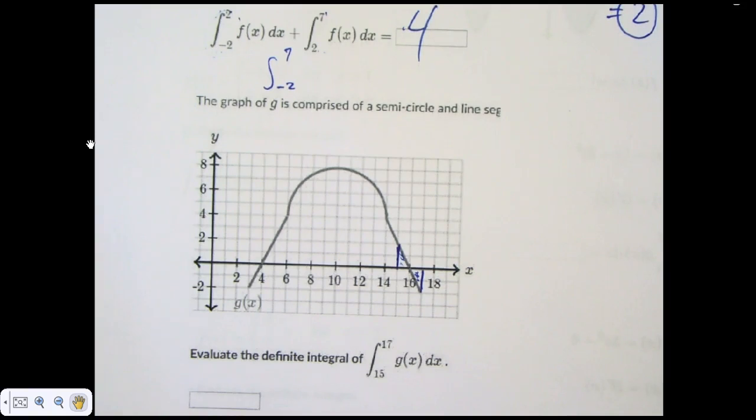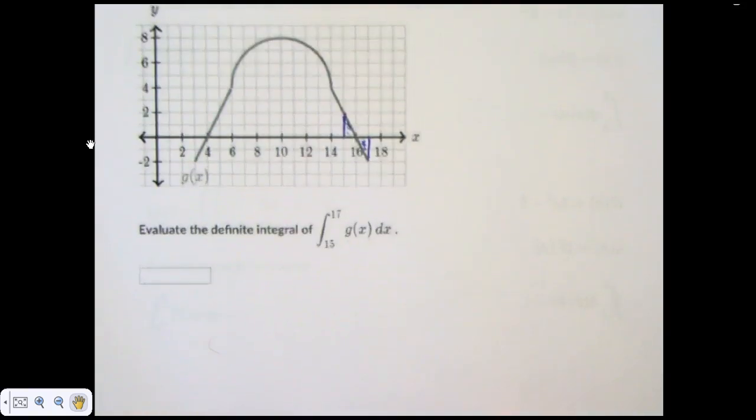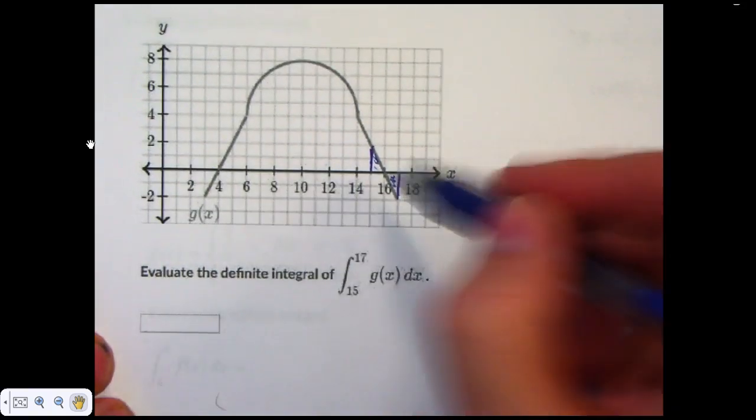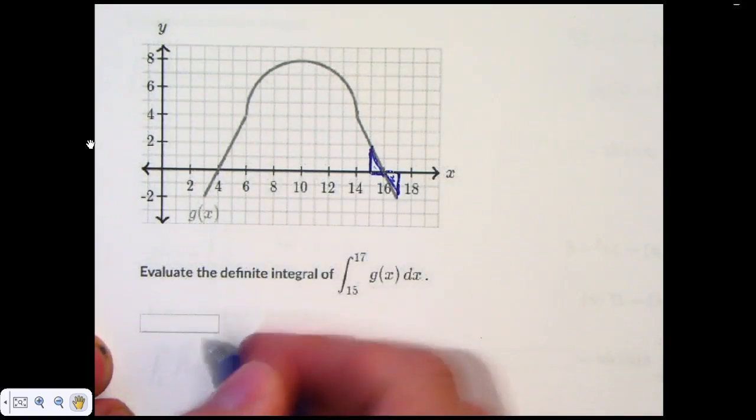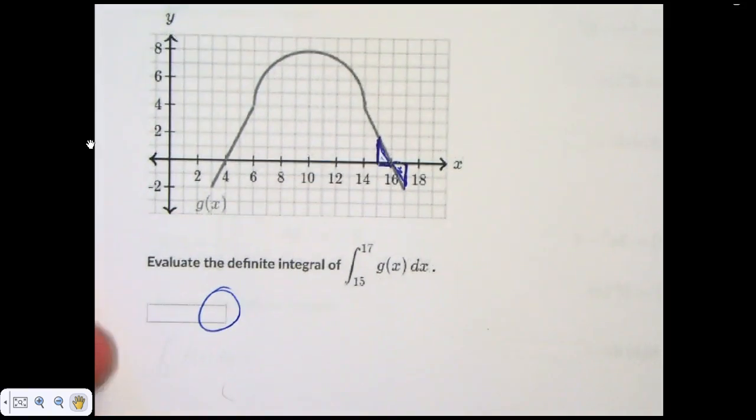Okay. Should you do the bottom one yet or not yet? What do you get? Should be 0. 15 to 17, like the way that's designed, you get this little triangle above the axis, the little triangle below the axis, and those go away. And you get 0.